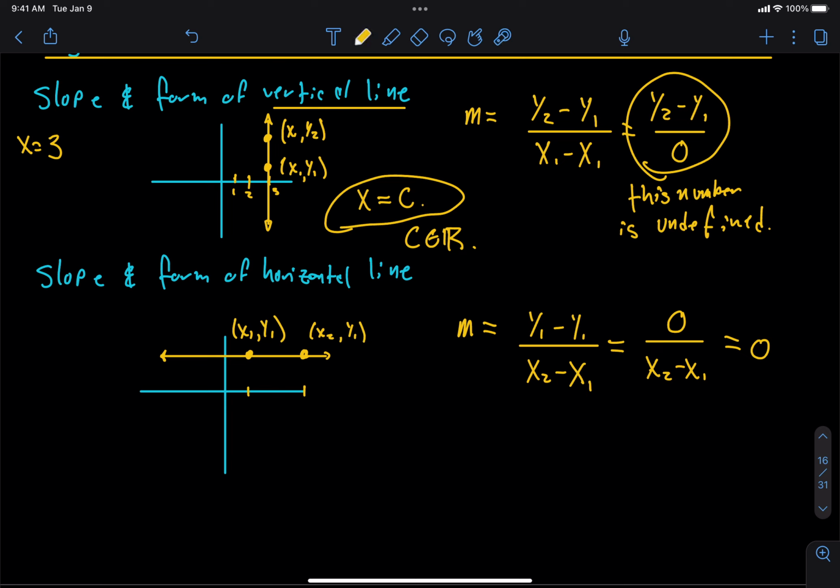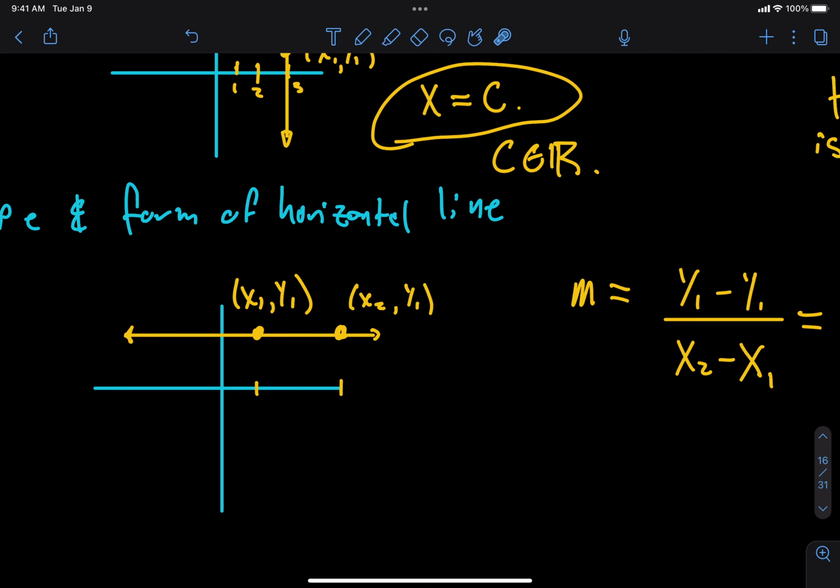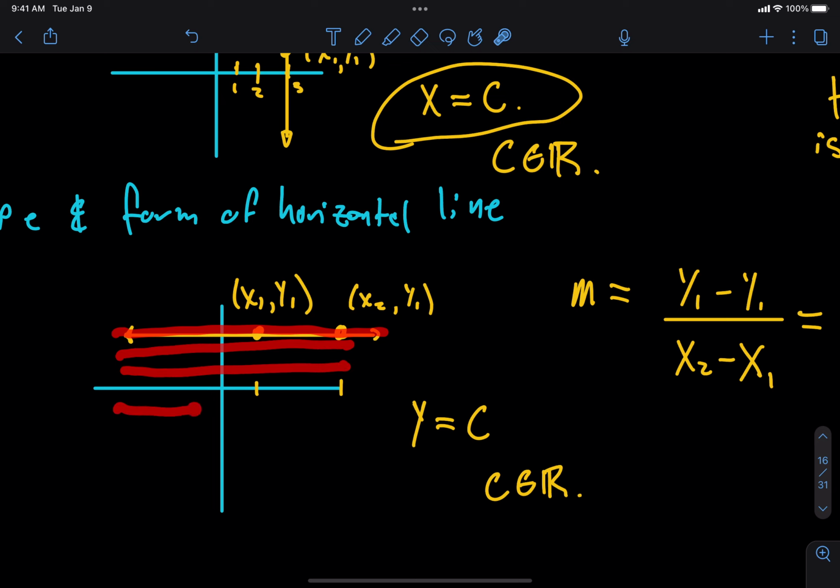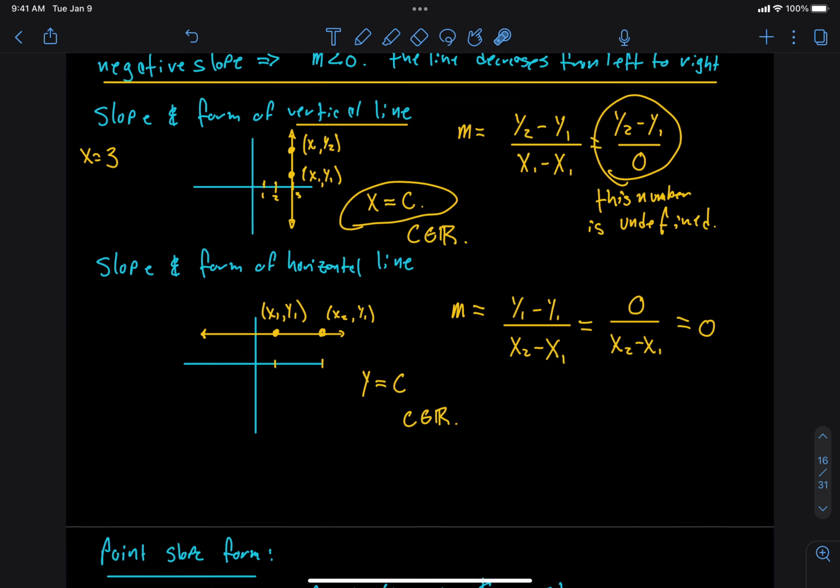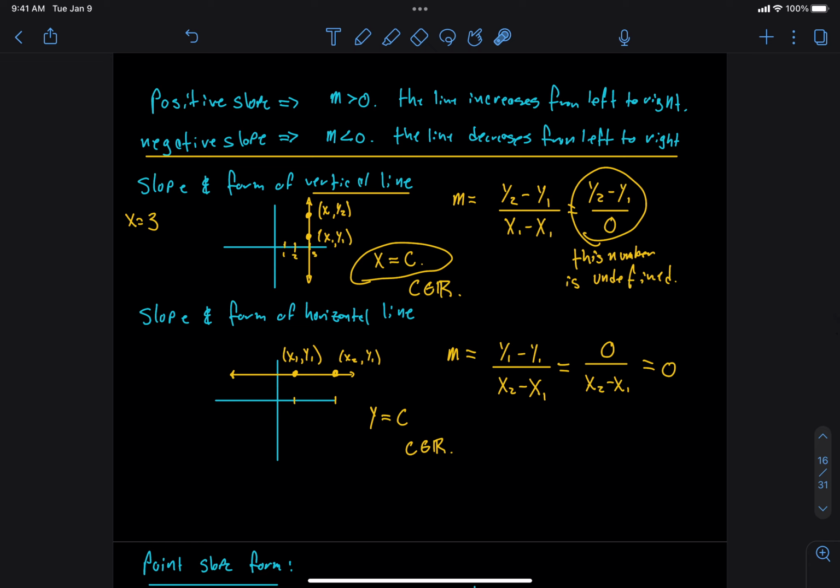And how about the form? Well, in this case, what can be whatever it wants? The x value can be whatever it wants. But the y value has to be whatever that number is, right? So this could be y equals c, where c is a real number. So here's y equals 3, y equals 2, y equals 1, y equals -1, y equals -5, and so on and so forth, right? It just determines the height of the vertical line. I mean the horizontal line, excuse me. Okay, so that's vertical and horizontal lines. Any questions over those two?